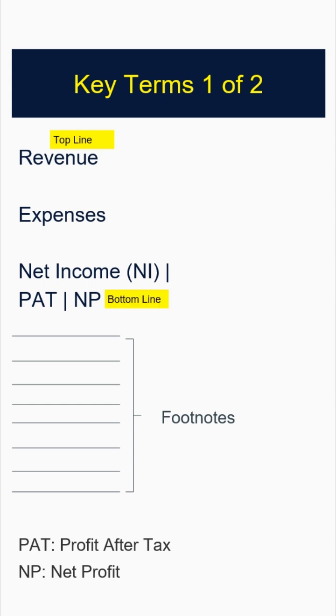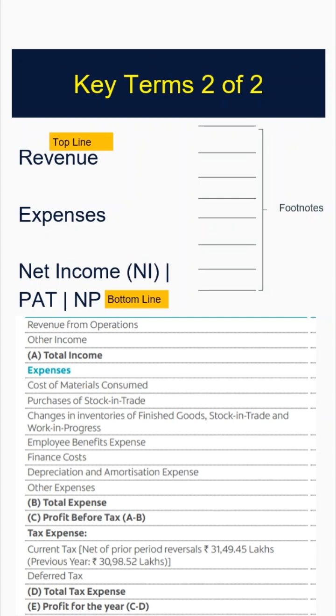Now the counterpart of top line is bottom line, which represents the net income or the PAT or the net profit of the business. How will top line and bottom line look in the real world? So top line is nothing but the total income, which consists of revenue from operations, which is sales, and other income of the business. In a similar fashion, bottom line is the last item, which is profit after tax for the business.